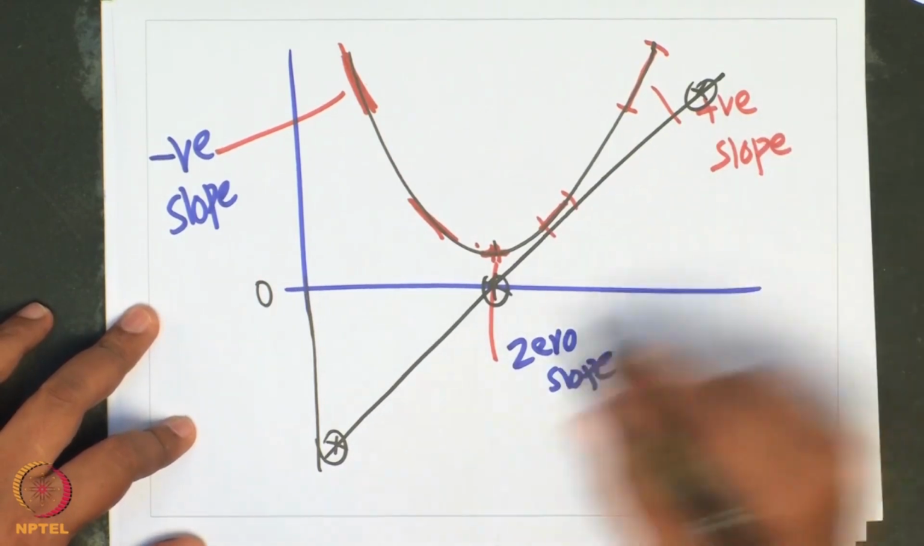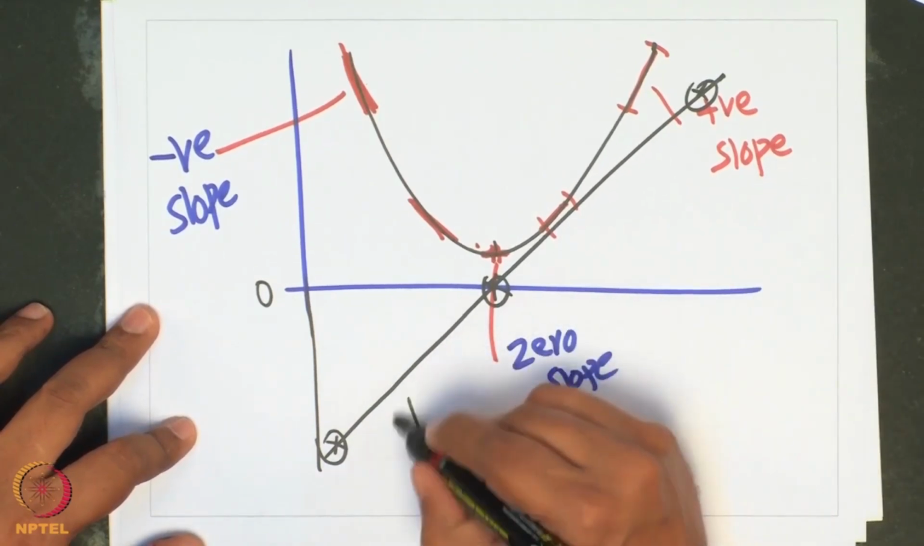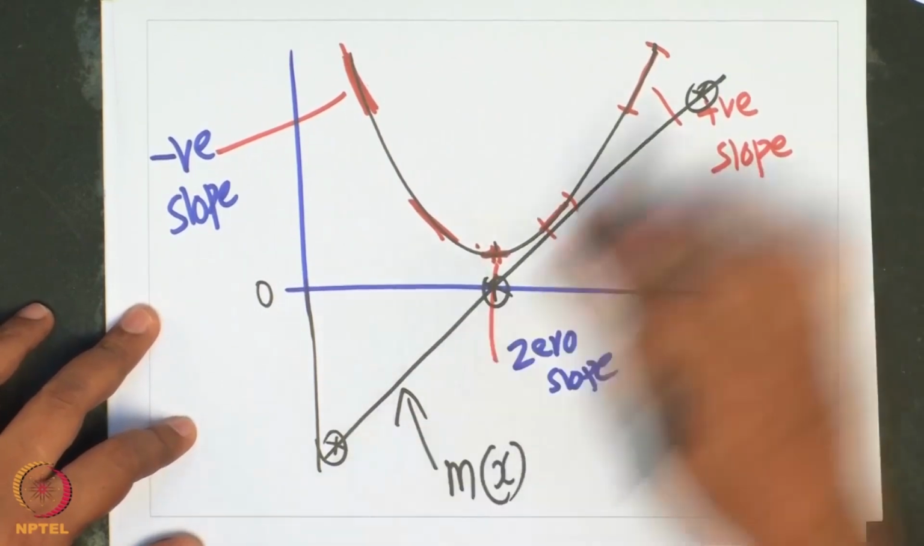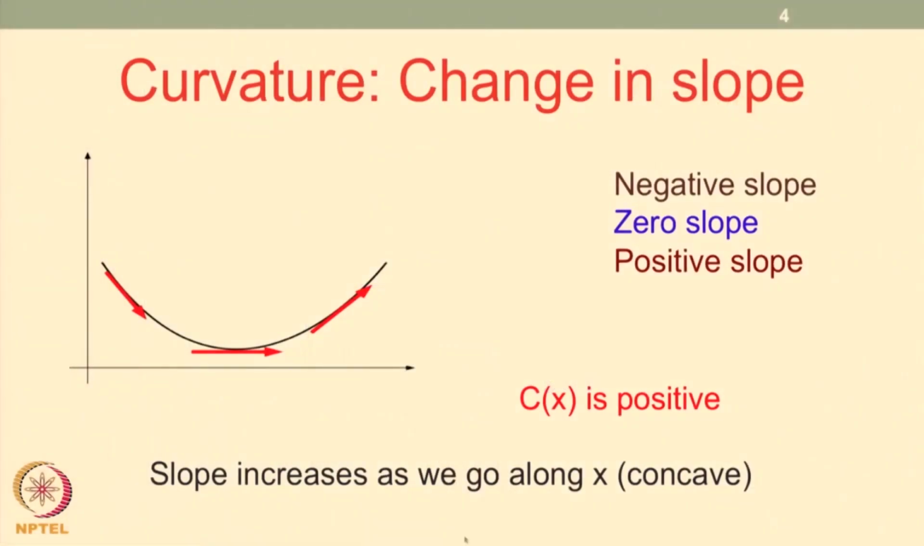Depending on the precise nature of the curve, the slope could differ, but this is my m of x curve, the slope curve. The slope itself increases with x. That is the idea here, that the curvature is nothing but a measure of how the slope changes. The slope is changing from negative to positive. Therefore, the c of x is positive. The slope increases as we go along the x.